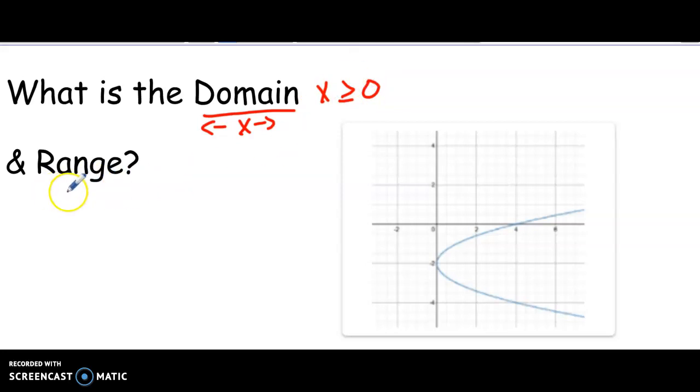For my range, it is how my graph moves up and down for y. Well, this continues to move down and to the right, up and to the right. So if it's continuing to move both up and down, my range is going to be all real numbers.